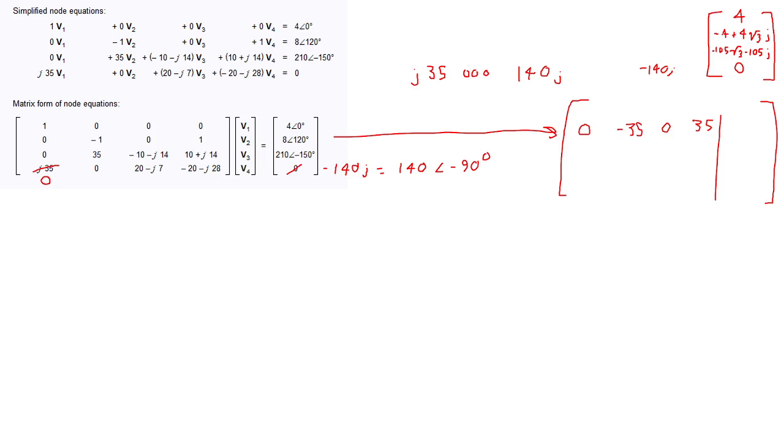Okay. And so I'm multiplying this thing up here by 35. And that's fine. So that's going to be negative 140 minus 140. I'm out of space, of course.